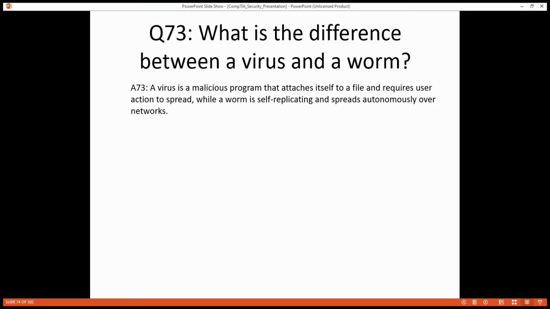Q73. What is the difference between a virus and a worm? A73. A virus is a malicious program that attaches itself to a file and requires user action to spread, while a worm is self-replicating and spreads autonomously over networks.